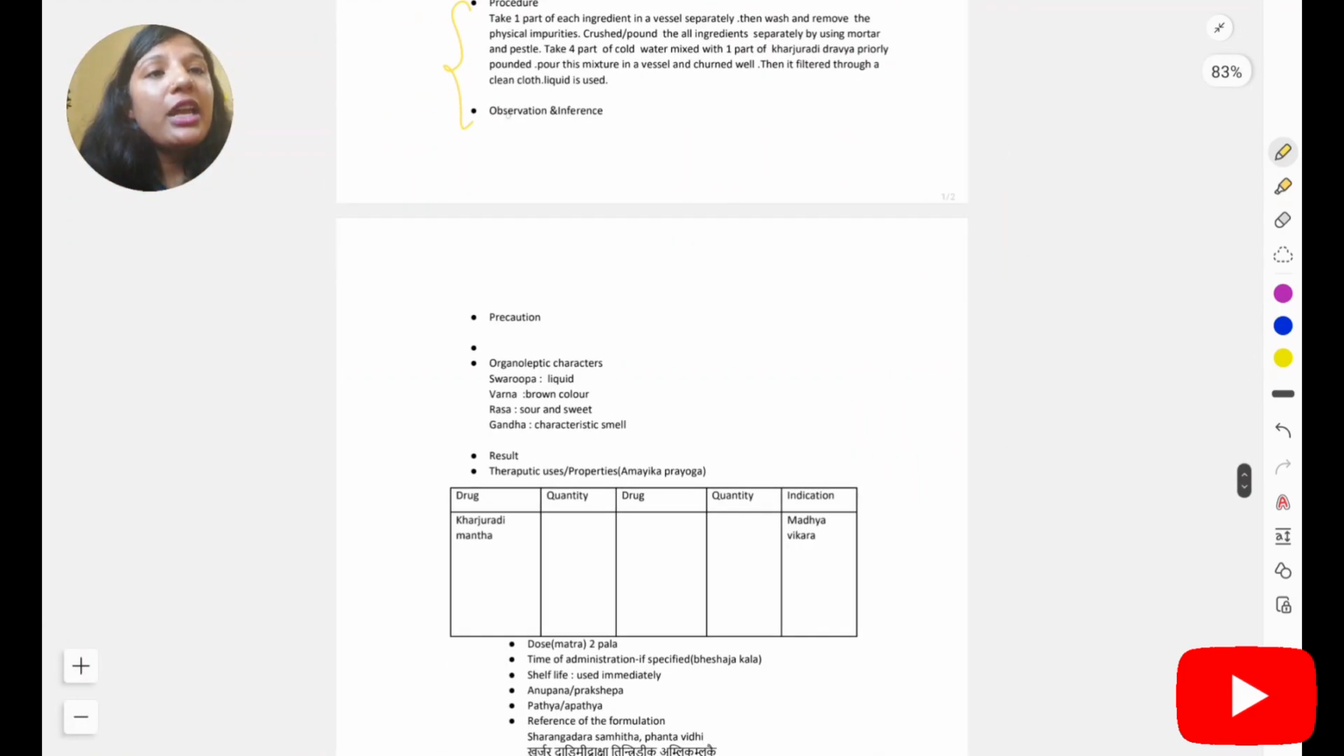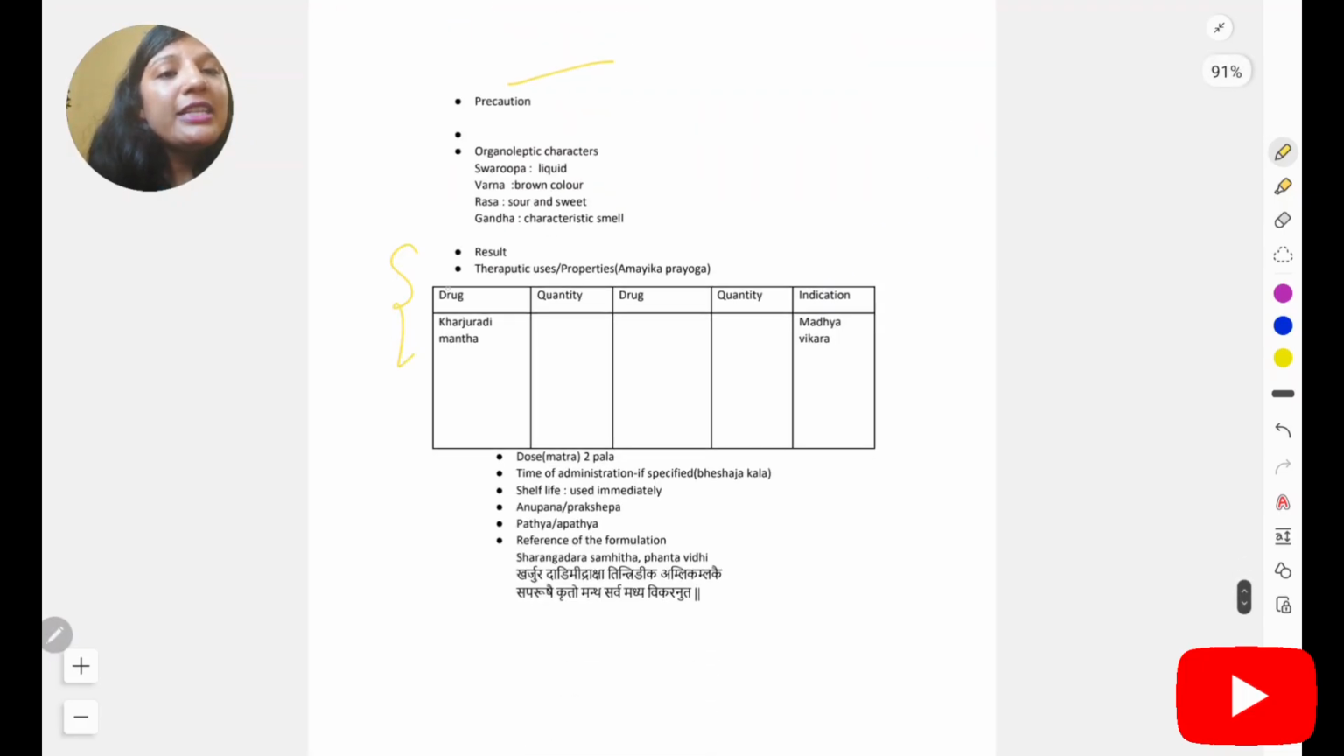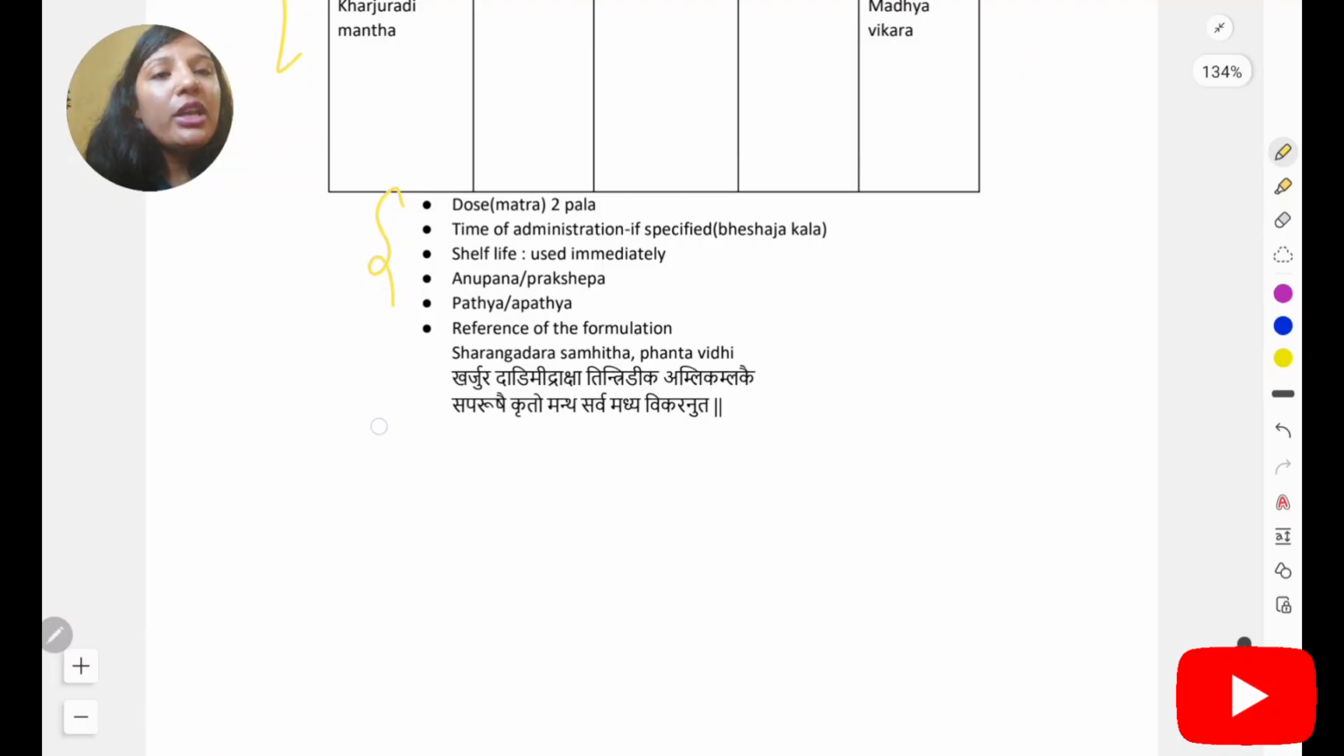And after that you can write your observation, inference, precautions, and this result and all is mainly for the practical exam, because you are performing that, to show you should know how much you get as a result at last. And this dose and all you can write in your theory paper: this is the dose, this is the time of administration, this is the shelf life, this is the anupana, this is the pathya, and again reference is important. If you can remember, you can remember it for a long time.